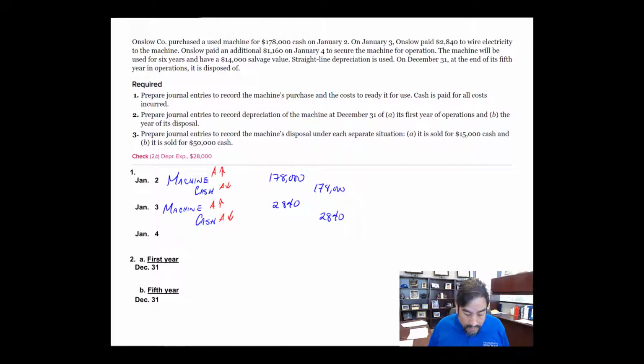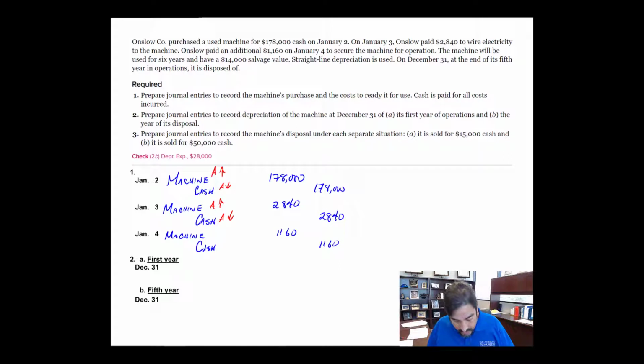And then on the 4th, 1160 to secure the machine for operation. Again, this is part of getting this thing ready to be used. This is all part of the acquisition cost. So same journal entry with just different numbers. This is a capital expenditure. 1160. And we paid cash. 1160.